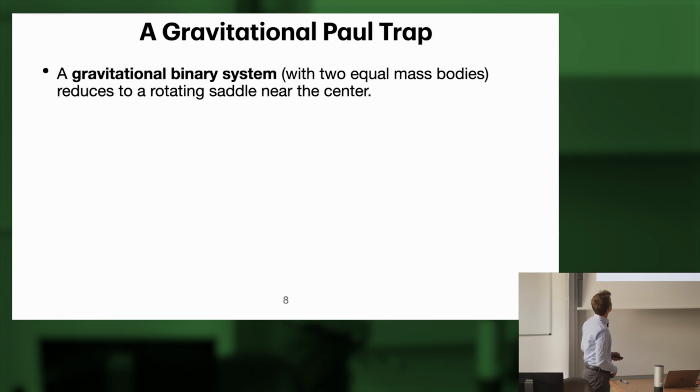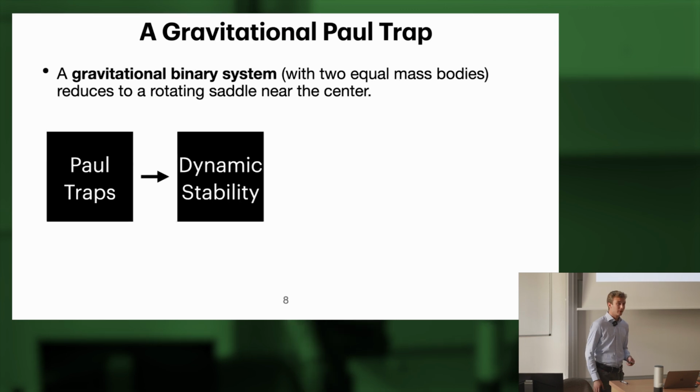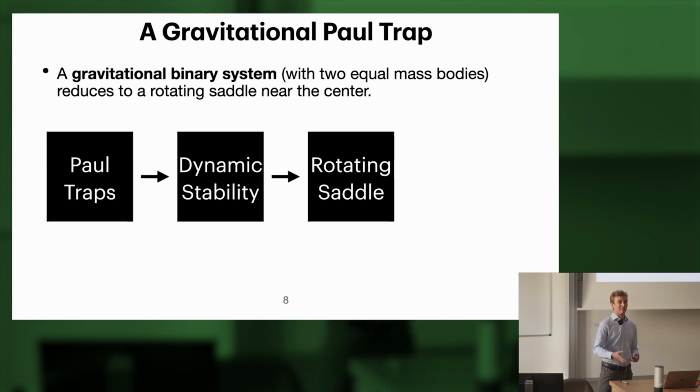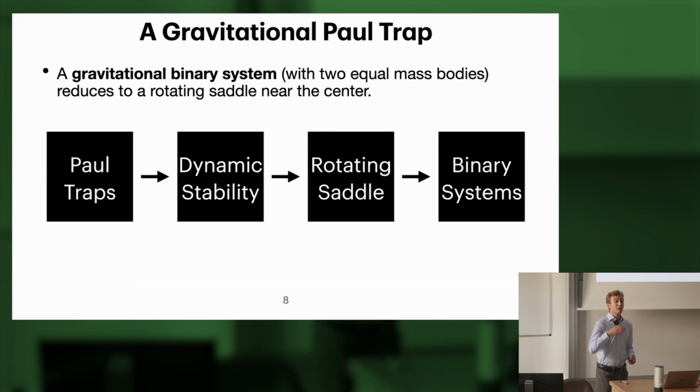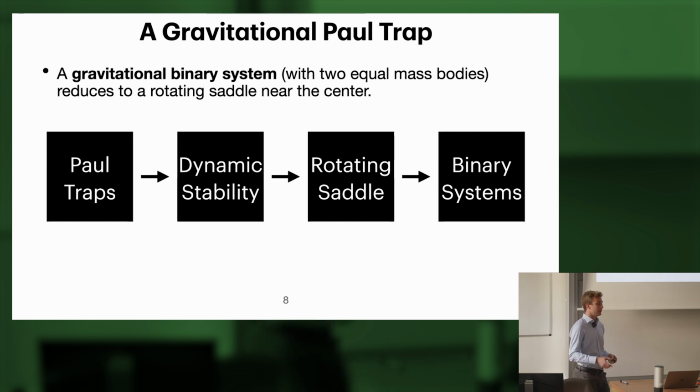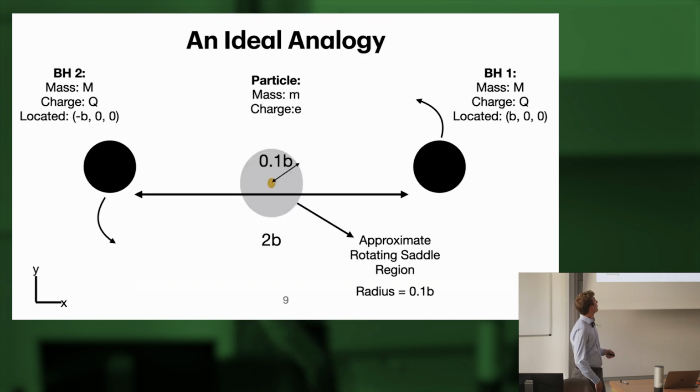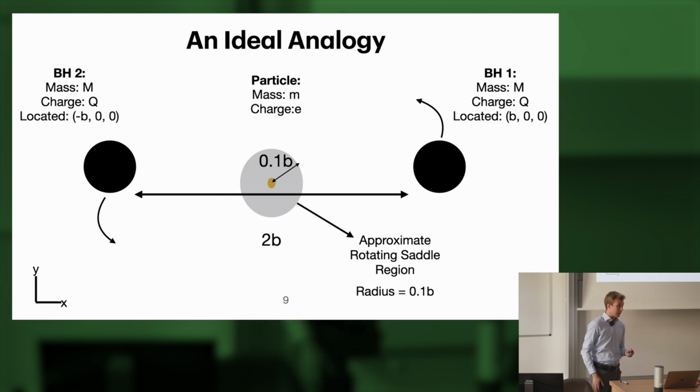How would that be possible? Well, a gravitational binary system reduces to an exactly rotating saddle near the center when we do a Taylor expansion. I said a lot of concepts, so let's back up a little bit. There are ion traps called Paul traps, and they use dynamic stability to confine particles in a certain spatial region. Rotating saddles also use dynamic stability to confine particles in a certain region. And gravitational binary systems reduce to a rotating saddle in the center of the system. And we're going to continue our analysis further in the rotating saddle approximation. Well, let's actually talk about our binary system and how we claim that we trap a charged particle.